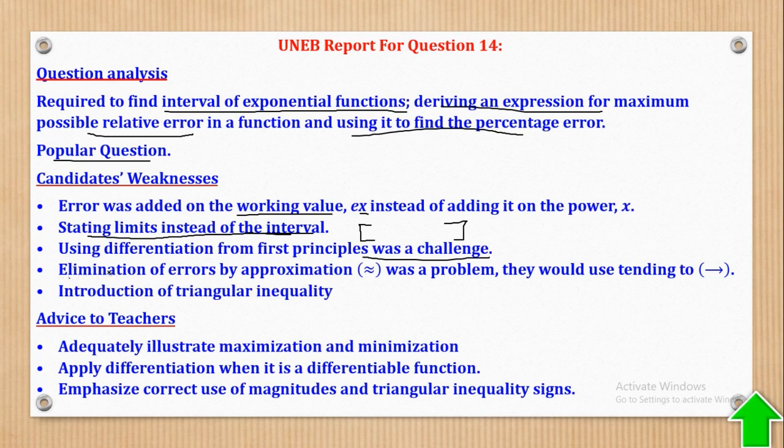Then another challenge is elimination of errors by approximation. Most students were not writing this; instead they were writing the word tends to. They were using this arrow, which means tends to. Like I said, this arrow is used in math paper 1, but when it comes to math paper 2, always train yourself to use the approximation symbol.